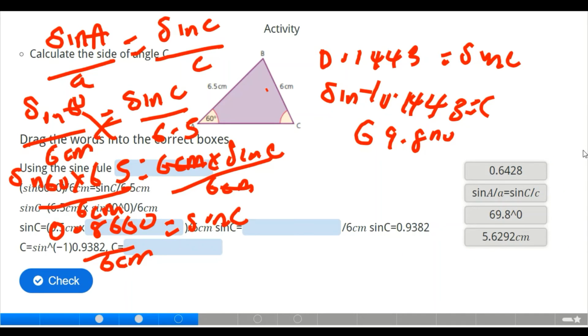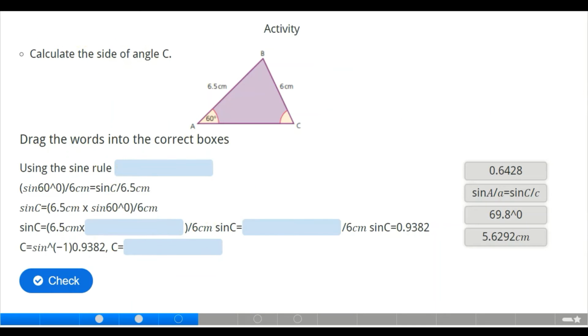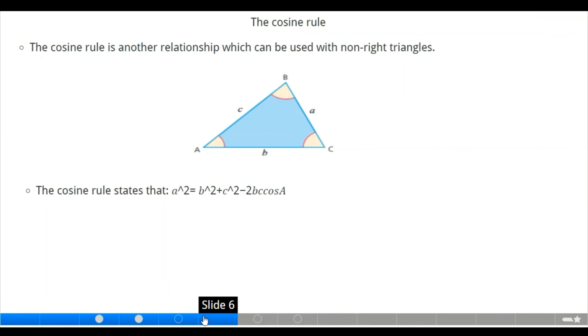Okay, now let's look at another rule, which is the cosine rule. The cosine rule is another relationship which can be used with a non-right angle triangle. The rule states that a square equals b square plus c square minus 2bc cos A. That is if we are looking for a.